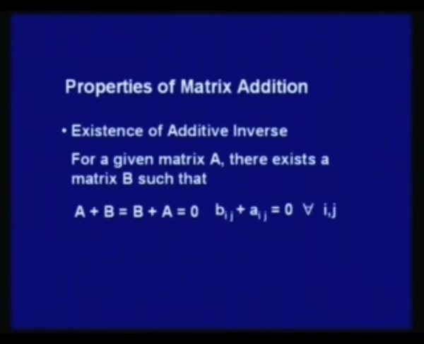Further properties of matrix addition. Another important property of matrix addition is the existence of additive inverse. Like for a given matrix A, there exists a matrix B such that A plus B is equal to B plus A is equal to null matrix. That means Bij plus Aij is 0 for all i and j. For a given matrix A, there must be some matrix B which when added to A gives rise to the null matrix, and that matrix B is the additive inverse of the matrix A.